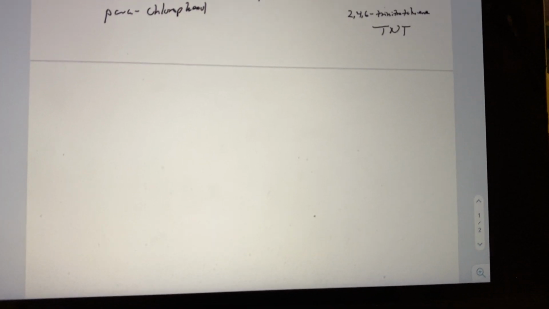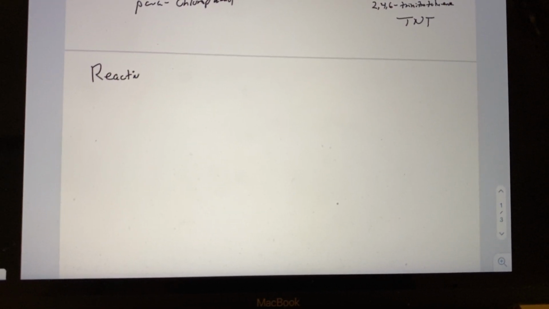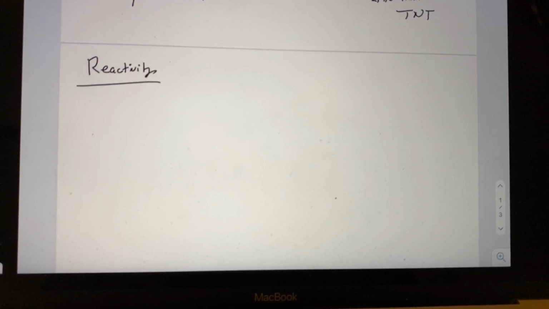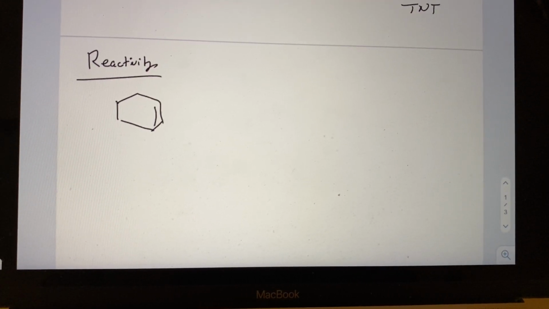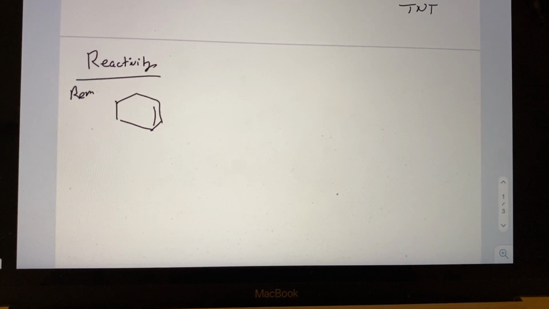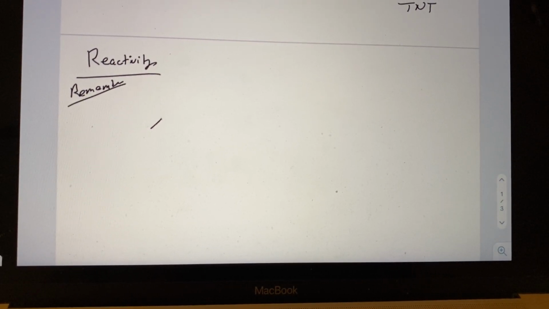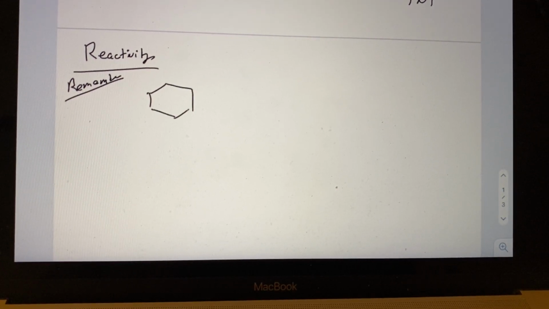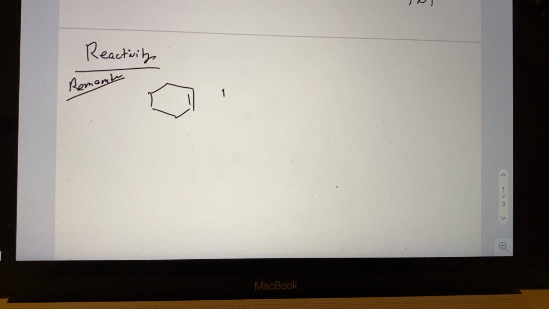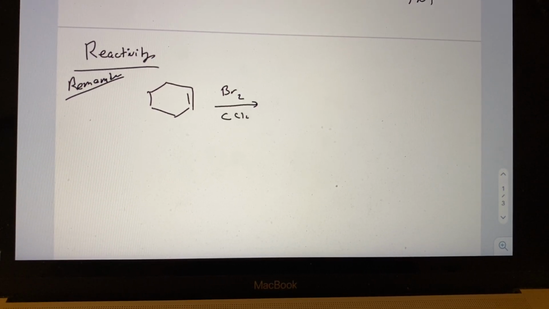Reactivity for this. And some of this will be a bit of a review from what we saw in the video yesterday. But to start, let's take a moment, if you would please, and let's predict the product. Remember, let's write this a little bit nicer. Let's take this compound here and react this with bromine in carbon tetrachloride.